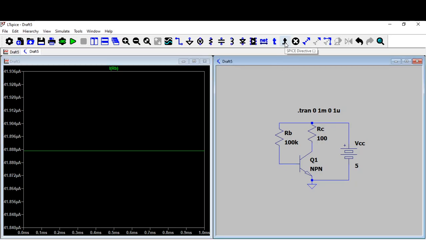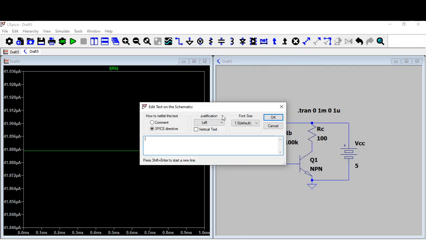You can see this is the SPICE directive. If I select this, now I can say this transistor should have the specifications required for my simulation, which is beta of 100 and IS of 1 into 10 power minus 17. So it is .model space npn space npn. This is the model I'm defining for this transistor Q1, which is an NPN transistor.